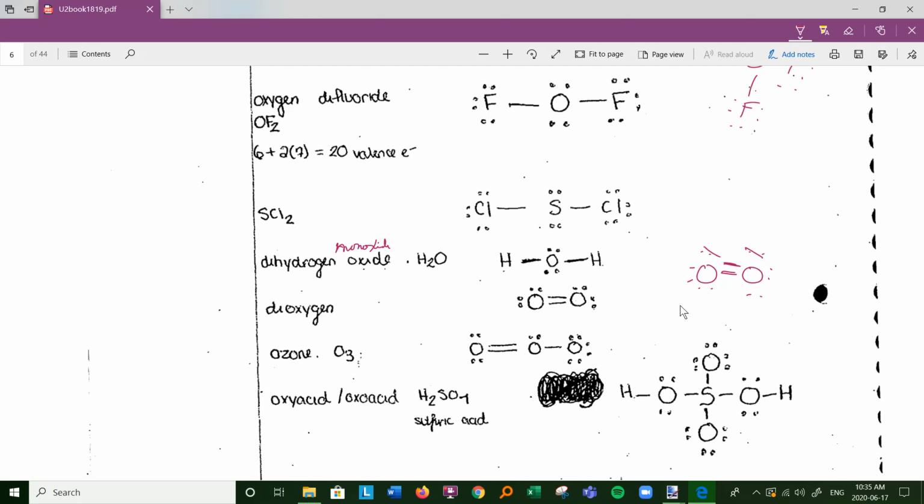And a common mistake is students just add in extra electrons, and well, you can't do that. You can't just create electrons out of nothing. So that's not a good plan.